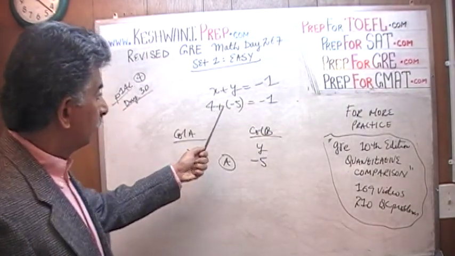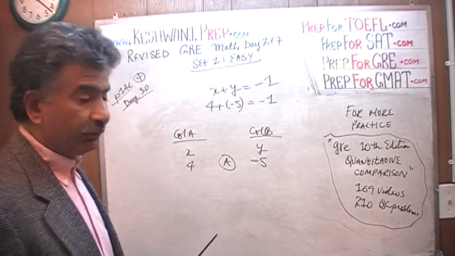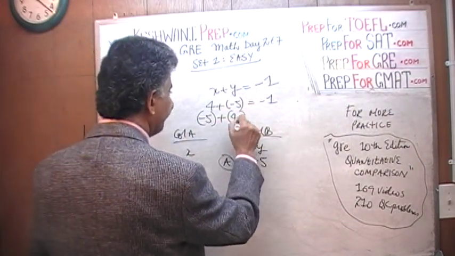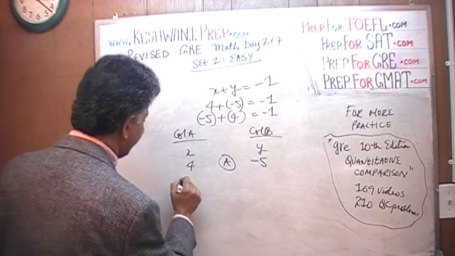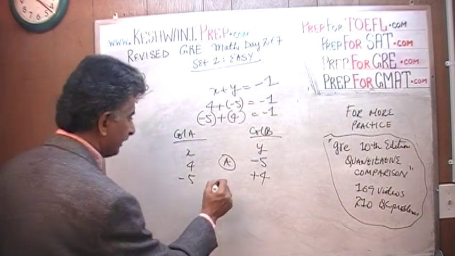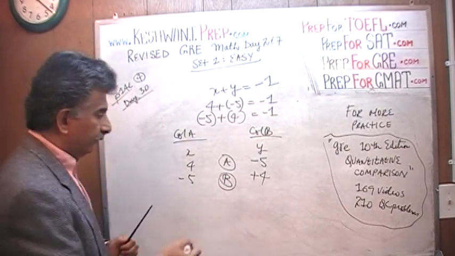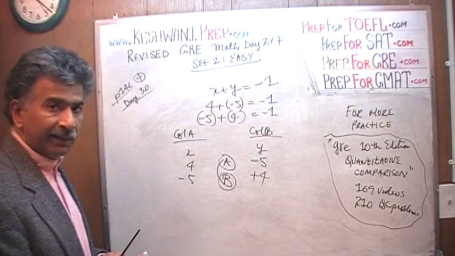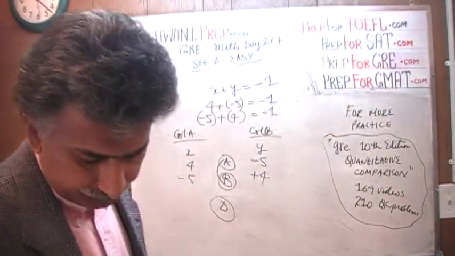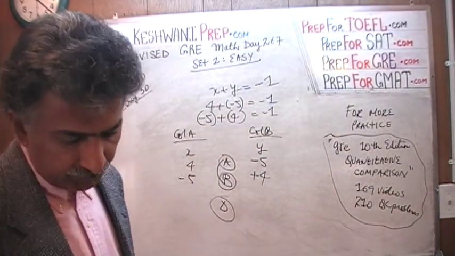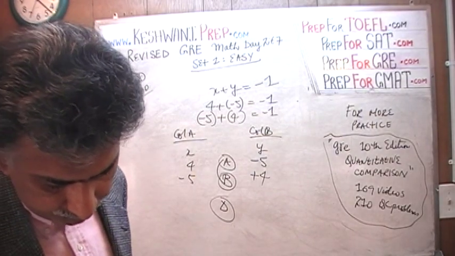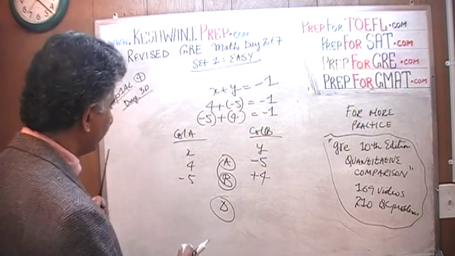So instead of 4 plus -5, we could very well have said -5 plus 4, in which case x is -5 and y is +4, in which case the answer is B. Since we have conflicting answers, the correct answer is D, because the answers conflict. Let's move on then. That was number 4. Let's move on to number 5.